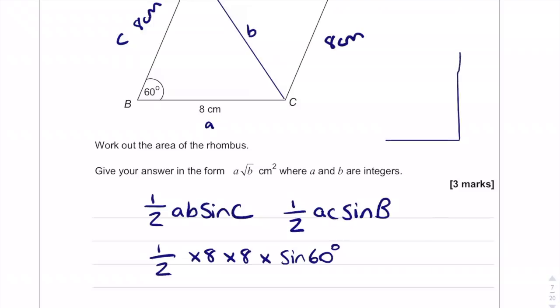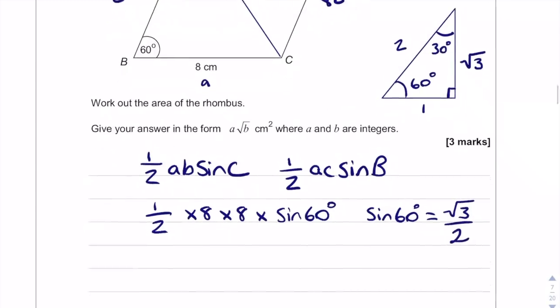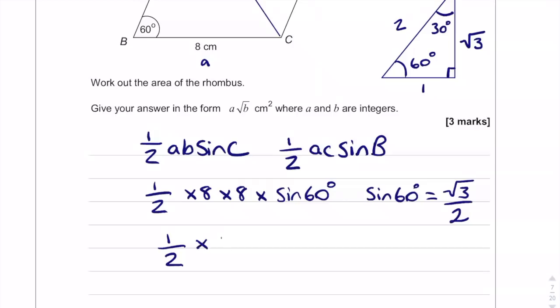And the triangle we use is a right angle triangle, which has an angle of 60 degrees here, an angle of 30 degrees here. We then say the hypotenuse is 2, the base is 1, then the other side, using Pythagoras, must be root 3. And then we can say that sine 60 is equal to opposite over hypotenuse, which is root 3 over 2. So now we've got a half times 8 times 8 times root 3 over 2.